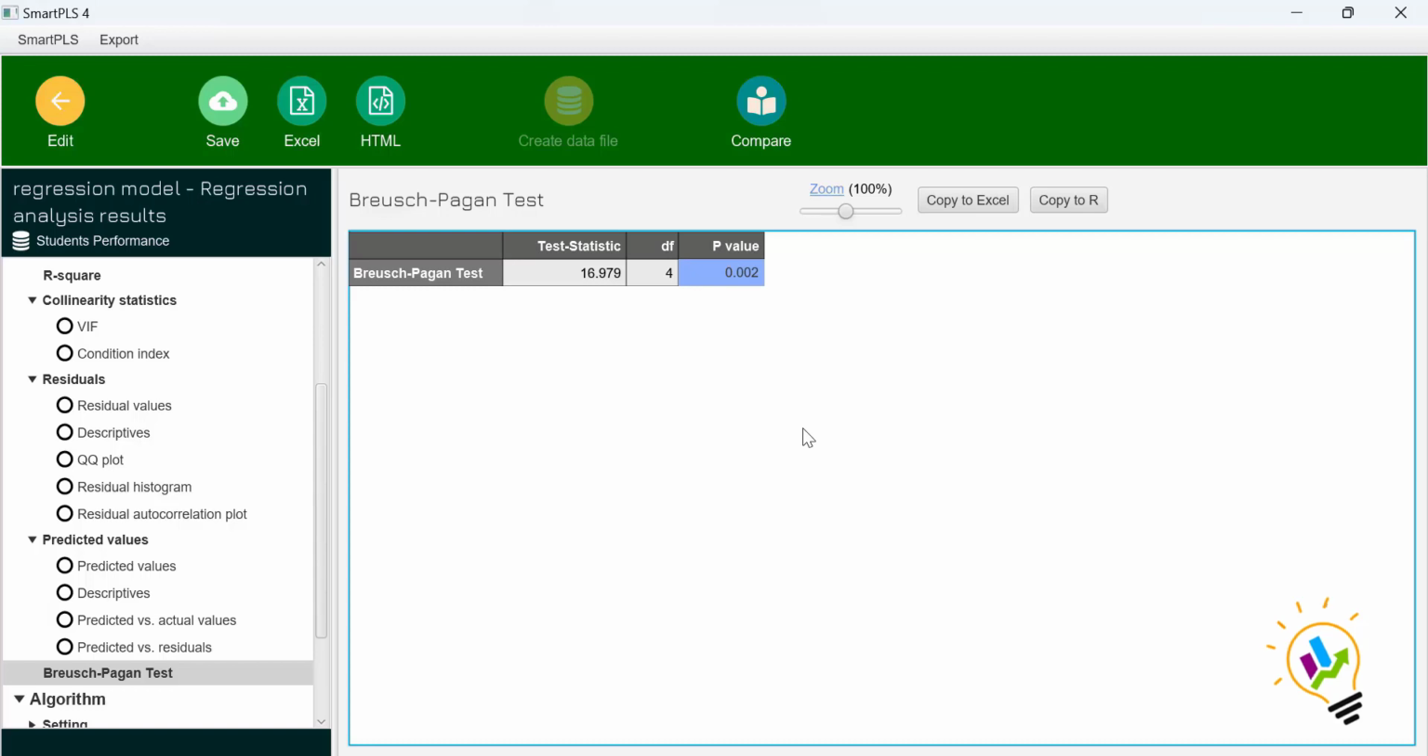This is a complete interpretation of the results of the regression analysis. Now in the next video we will discuss logistic regression.